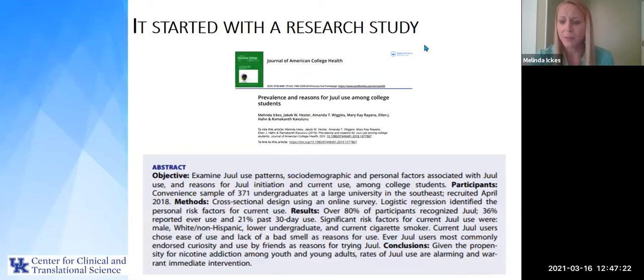But just to back up a little bit, when the call came out and asked about sharing a current publication or research study and then pitching an idea for a comic, I immediately thought of some of my work with tobacco prevention, specifically understanding youth and young adult e-cigarette use. We had just published a study which looked at Juul, which is one brand of e-cigarette use on our campus back in spring of 2018, which now seems like a lifetime ago.